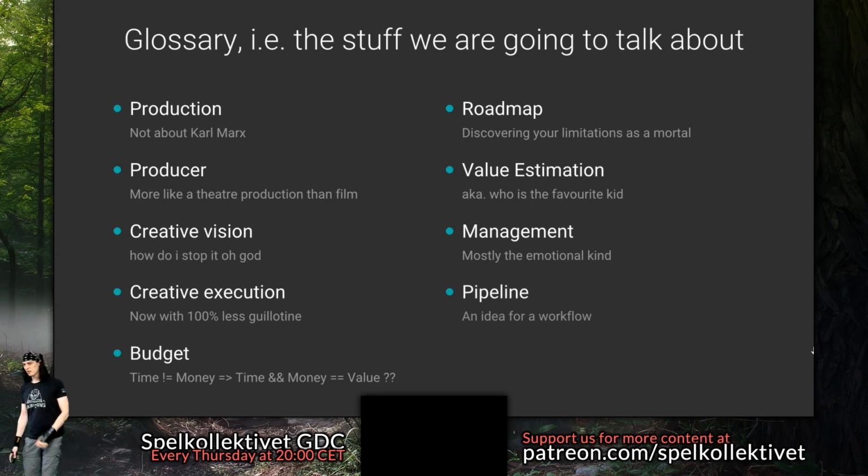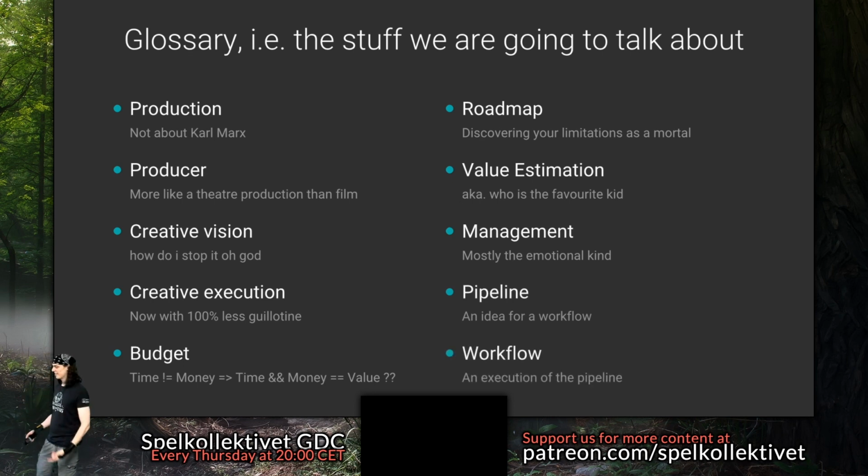Then I will be talking about pipelines and workflows and how this terminology is used in the game industry, and also why they are used sometimes interchangeably. And right now, I can give you a little bit of a hint as well. A pipeline is basically an abstract idea for a workflow, and a workflow is a practical execution of a pipeline. But some people have their own definitions about that, and we'll come back to this as well later.